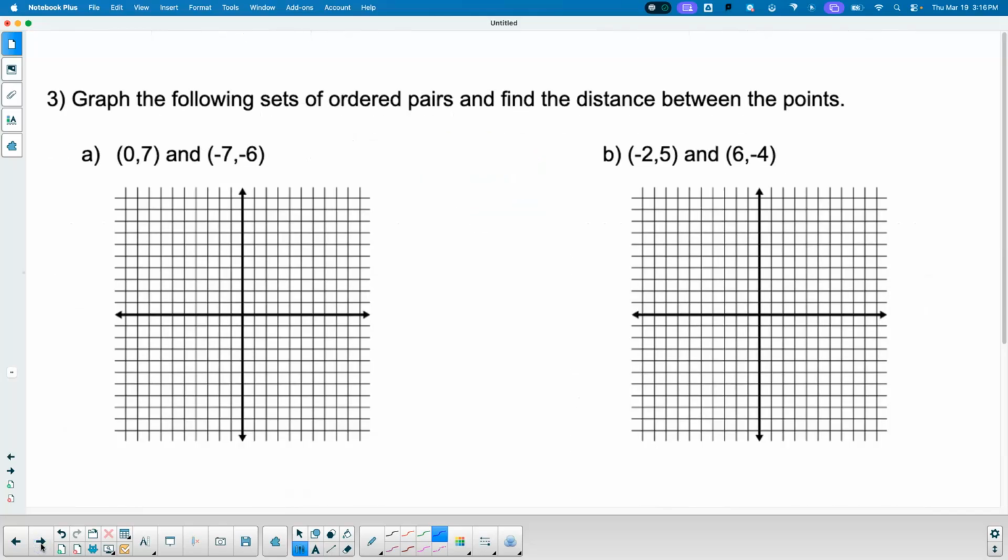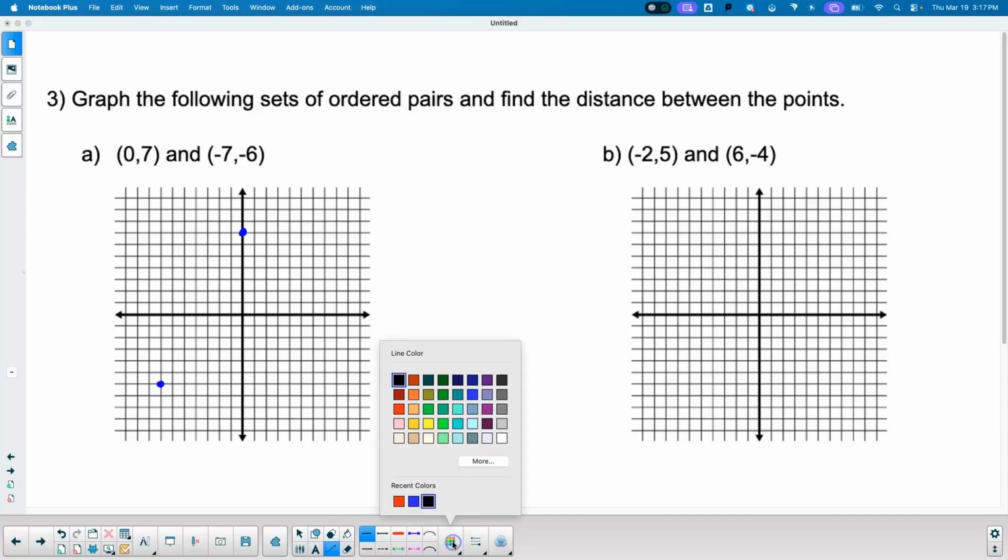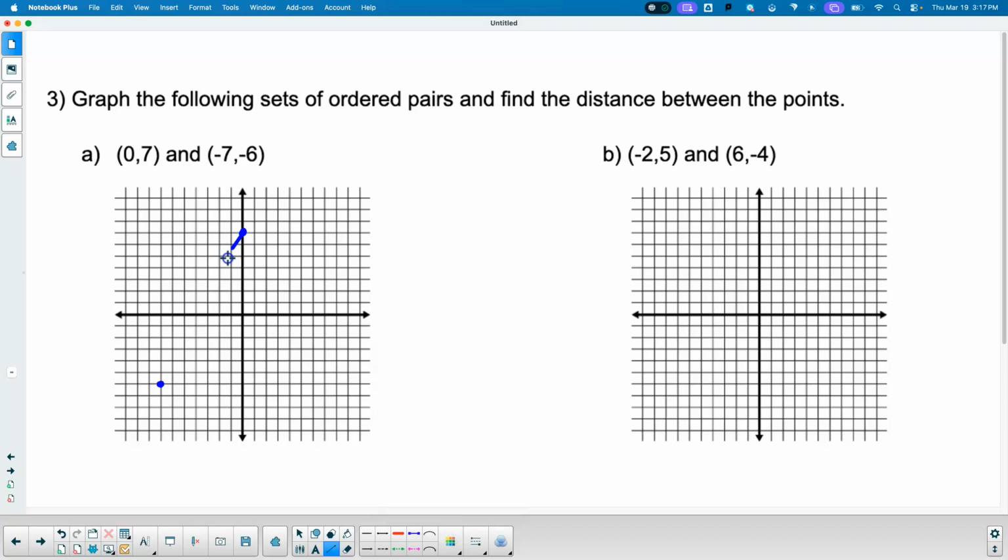You're going to graph the 2 points, and then you're going to find the distance between the 2 points using the Pythagorean theorem. So if I'm looking at letter A here, 0, 7, 1, 2, 3, 4, 5, 6, and 7, puts it right there. Negative 7, negative 6, 1, 2, 3, 4, 5, 6, 7, 1, 2, 3, 4, 5, 6, puts it right there. So you need to find this distance between those 2 points. You need to find this blue distance right there by setting up a right triangle. Okay? And then using Pythagorean theorem on both of those.